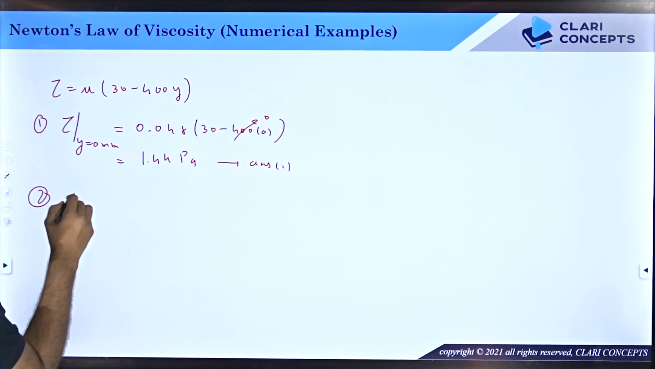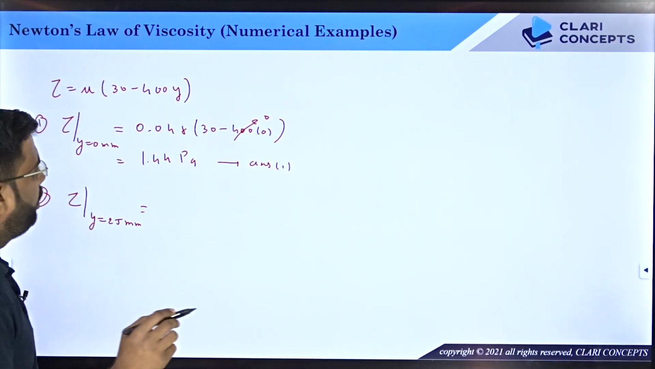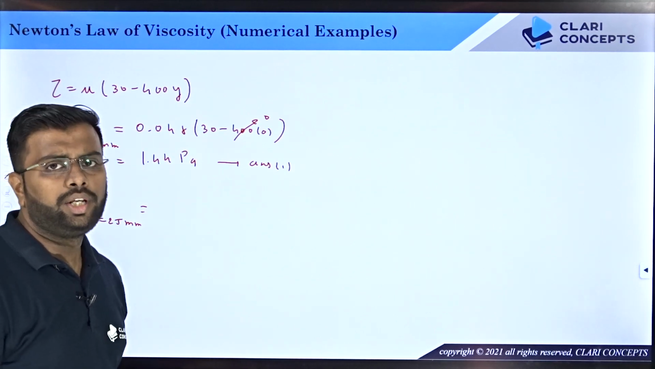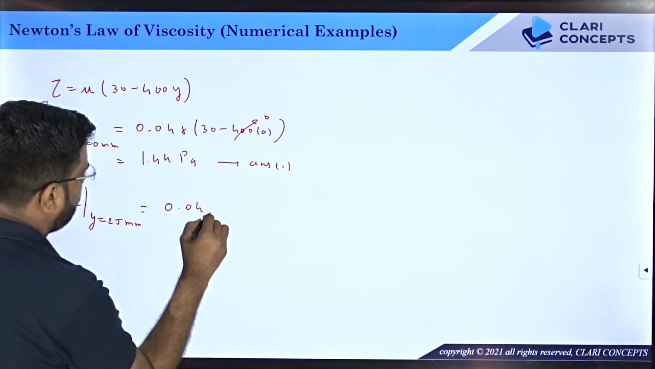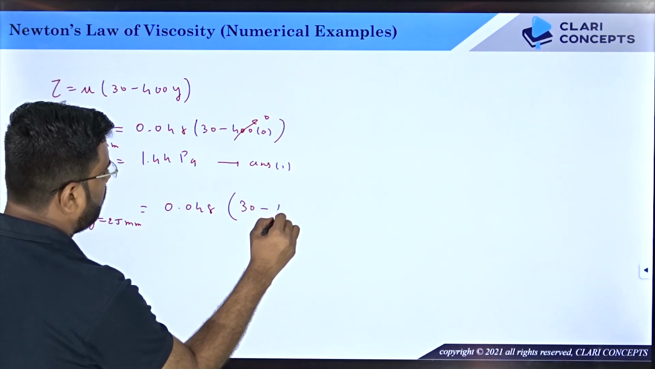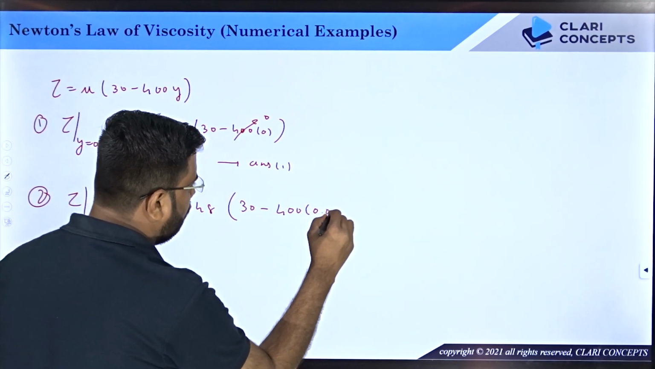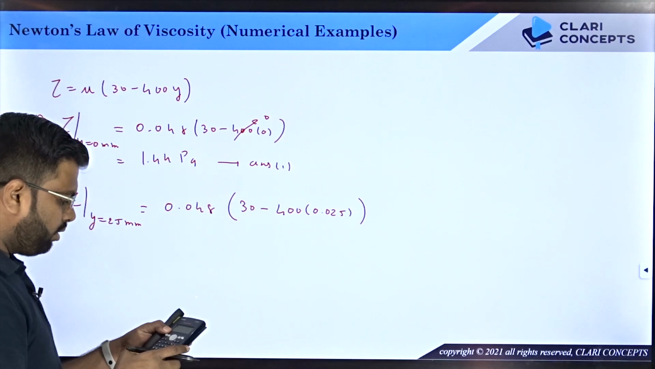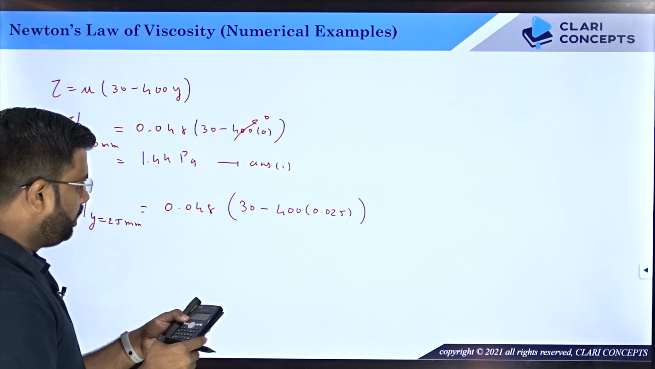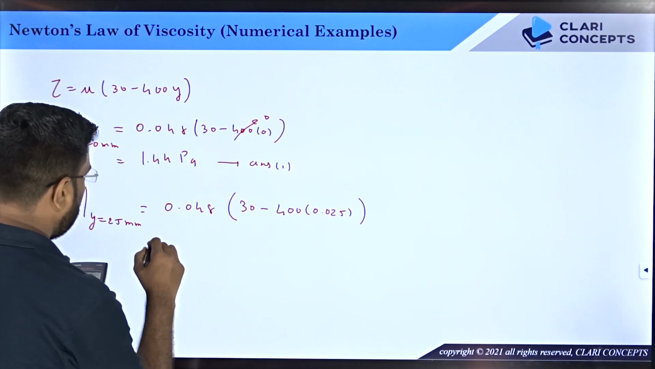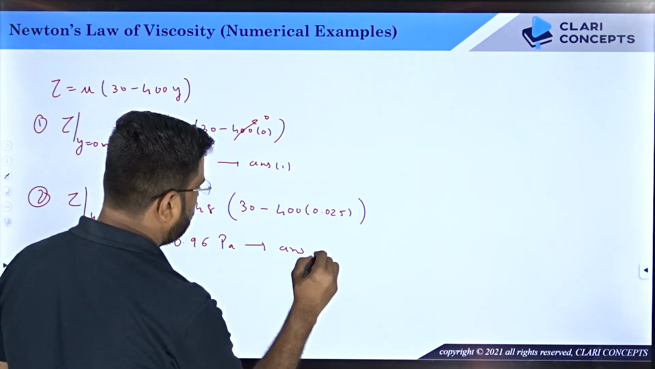Right? Second, tau at y equals 25 mm. Now see, again I am saying when you substitute the value of y, you always need to put it in terms of meters because it is an SI unit, right? So mu is 0.048 into (30 minus 400 into y). What is y? 25 mm. So in meters that will be 0.025. So I'll calculate 400 into 0.025. Okay, so 30 minus the answer, into 0.048. This will be 0.96 Pascal. Answer number 2.